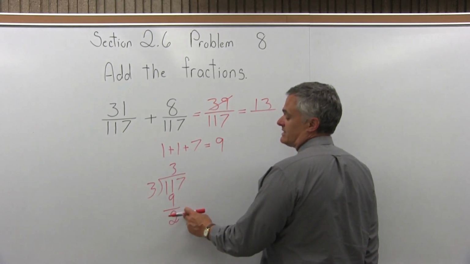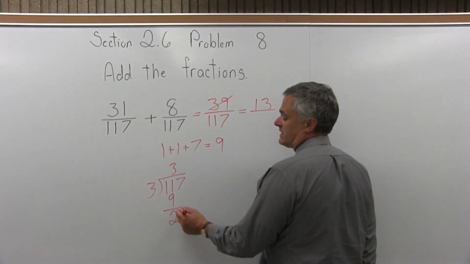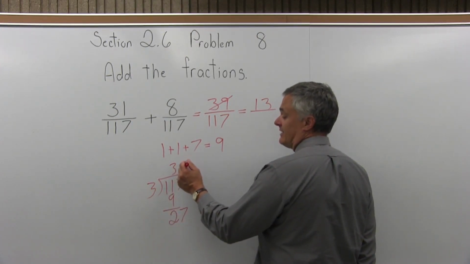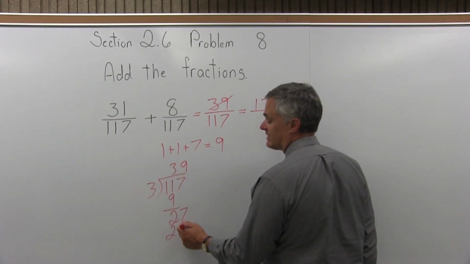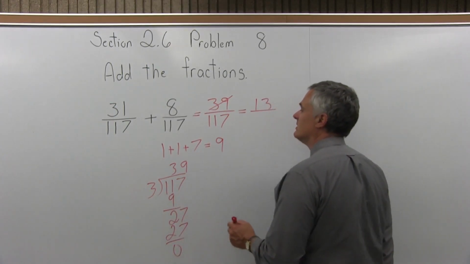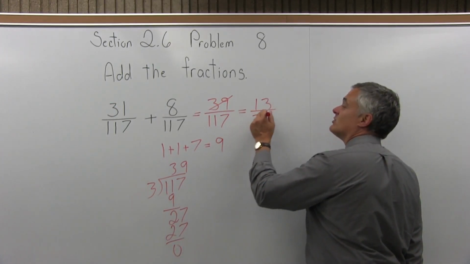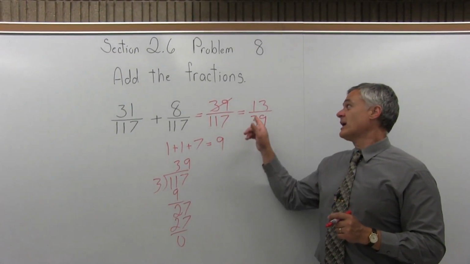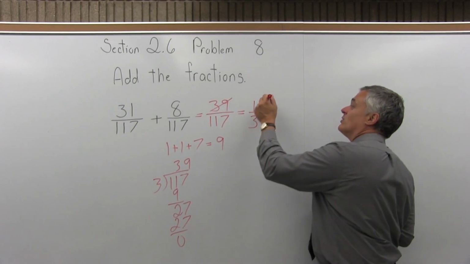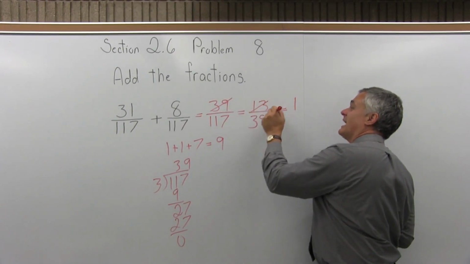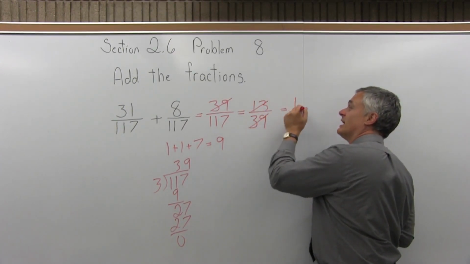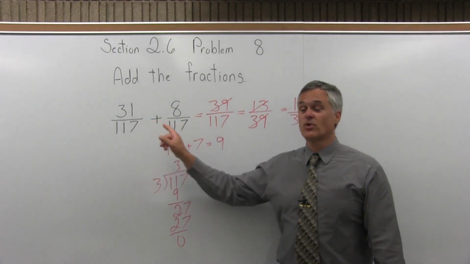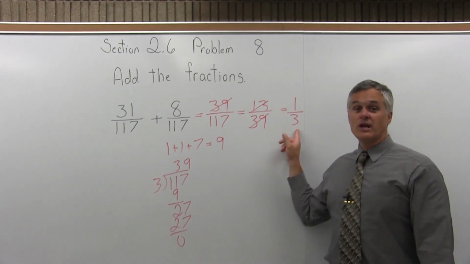And now you bring down the next digit, put it next to the 2. So the 7 comes down next to the 2. 3 will go into 27 9 times. 3 times 9 is 27 exactly, and I have a remainder of 0. So the new denominator is 39. So now I recognize that from before. So I know that 13 will reduce into 13 once, and 13 will reduce into 39 3 times. So the final answer for this fairly big, complicated looking problem winds up being 1/3 after you reduce it.